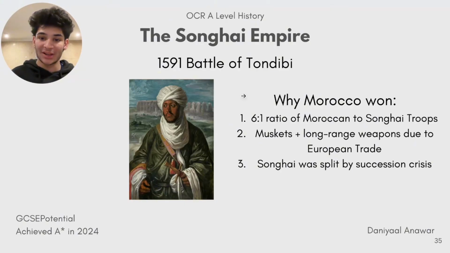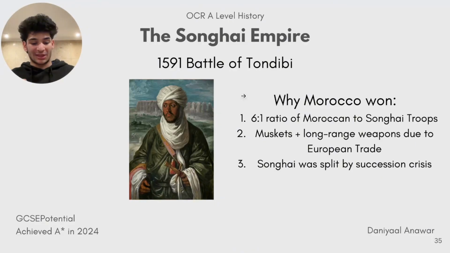Second point. Muskets and long-range weapons were provided to the Moroccans due to European trade. Morocco was further north, right? And if you're further north in Africa, there's easier access to trade with Europe. As a result, because Europe had more advanced weapons, they were able to trade them with Morocco. So Morocco basically had a comparative advantage.